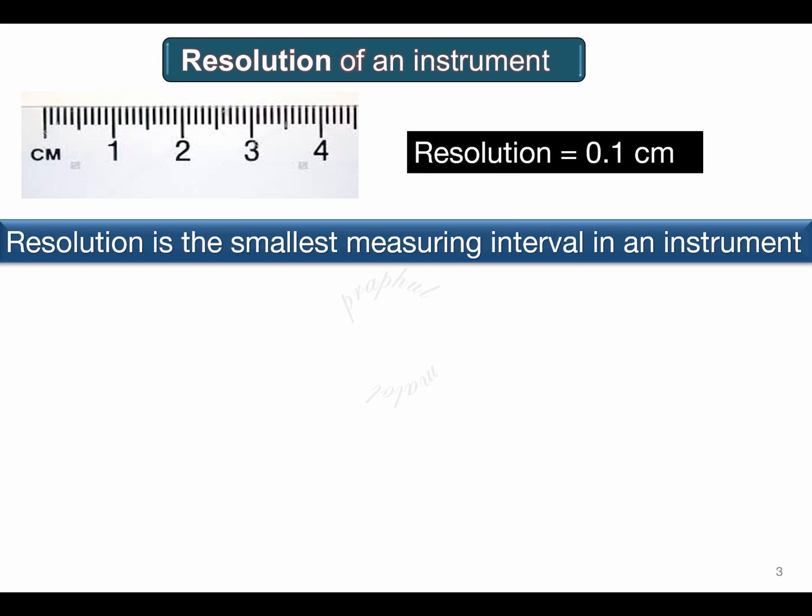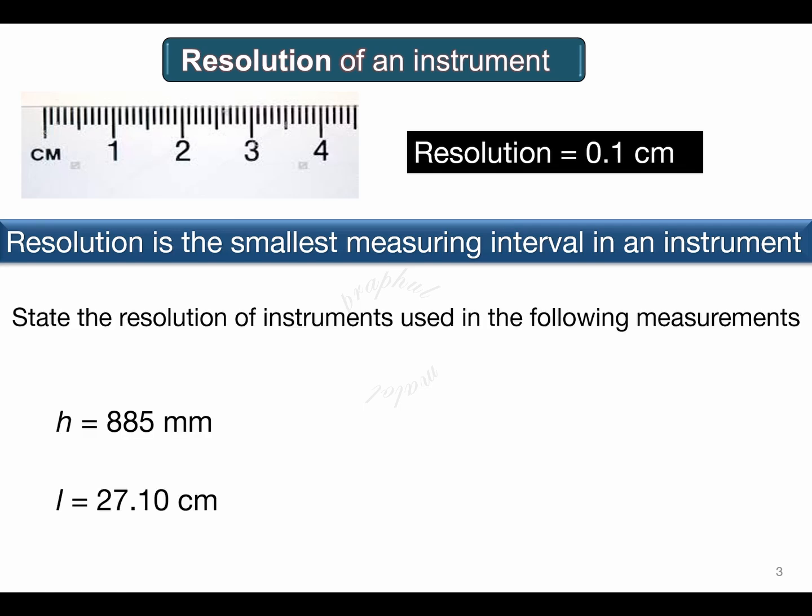Another example: if you have a measurement of the height of an object equal to 885 millimeters, what is the resolution of the instrument which you used to take this measurement? How do you find it directly by looking at the reading, even if you don't know the instrument? Just think about the next measurement. After 885 millimeters, the next measurement will be 886 millimeters. What is the interval between these two readings? That's what you call resolution. So 885 and 886, if you take the difference, it's 1 millimeter. So 1 millimeter is the resolution of the instrument.